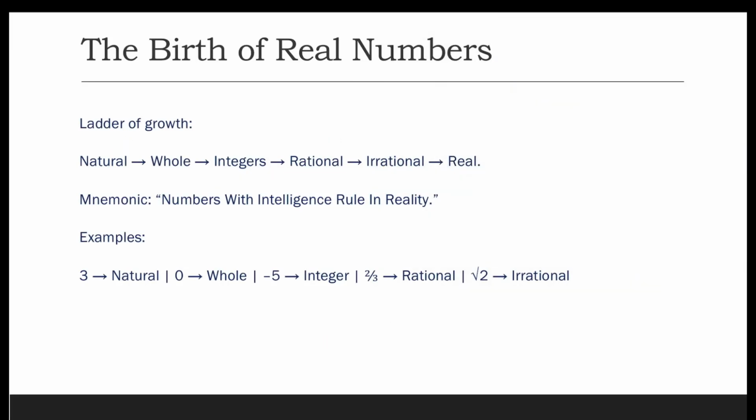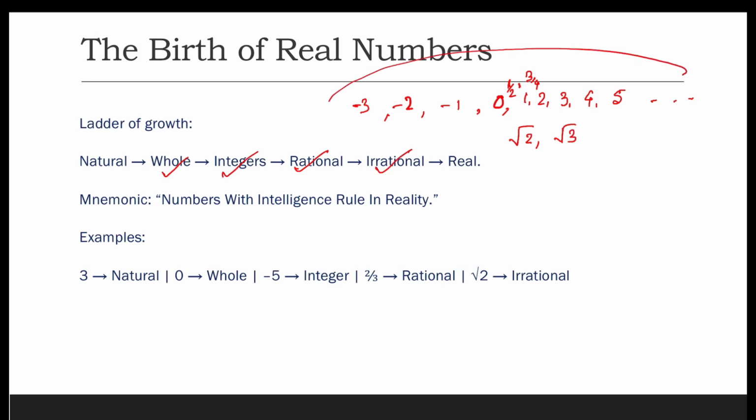Let's look at it again. Natural numbers are all positive integers 1, 2, 3, 4, 5. Add 0 to it, it becomes whole numbers. Add negative numbers to it, -1, -2, -3, it becomes integers. Add fractions to it, like between 0 and 2, half, 3 by 4, it becomes rational numbers. Add the numbers which cannot be expressed as a fraction, like square root of 2, square root of 3, it becomes irrational numbers. The sum of all this put together is called real numbers.